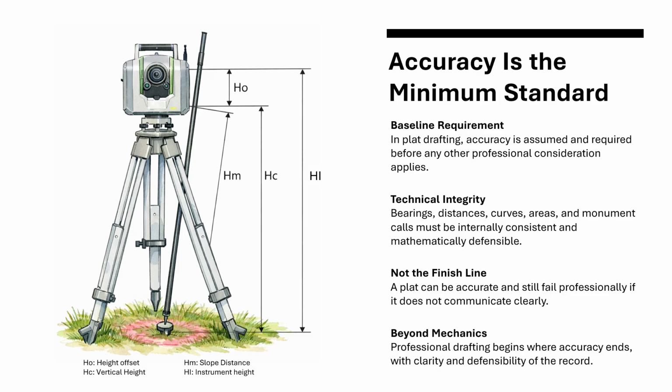But accuracy alone is not enough. A plat can close perfectly and still be professionally weak if it fails to communicate clearly. Geometry that is technically correct but poorly presented invites misinterpretation, and misinterpretation is where disputes begin. This is where drafting stops being mechanical and becomes professional.